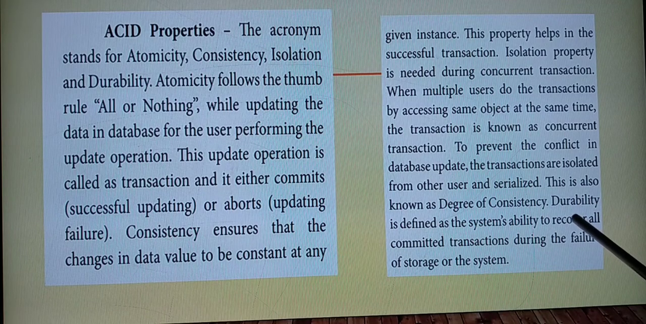Durability means the system must be able to stay steady at any time. It must be able to recover by itself at the time of failure. So these you have to write under DBMS concepts. It's an important 3-mark question. Under that you have to write ACID properties, and the next one, concurrency control and locking. So clear with this one? This is a 3-mark question.